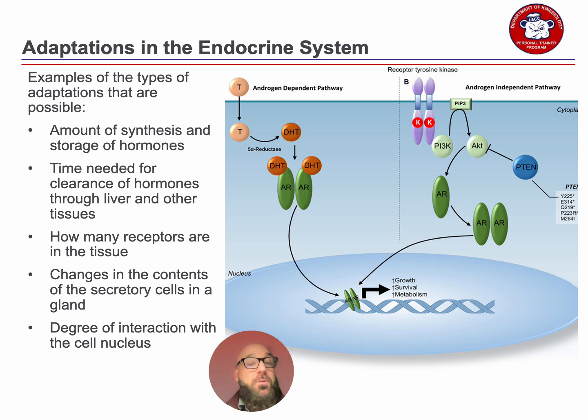How many receptors are in the tissues, right? We can have a little bit of influence on that, and that will adapt, but depending on how much training we're doing. Changes in the contents of the secretory cells in the glands. So again, another minute variable that can change. And the degree of interactions with the cell nucleus. Ultimately, the cell nucleus is going to be the signaler for what's going to happen, giving the command to the cell. So how impactful is the interaction of the hormone with the nucleus of the cell?